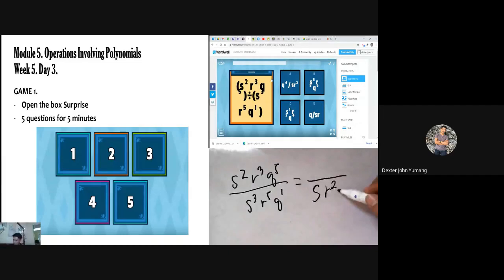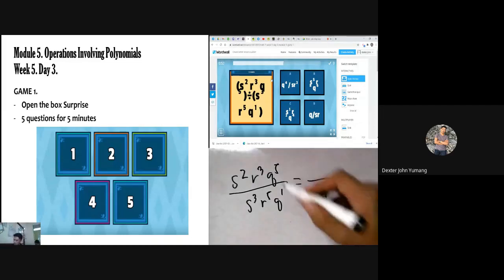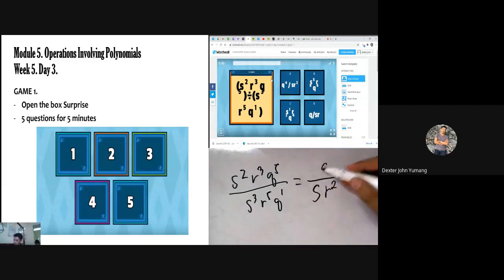Q fifth minus 1, sino mas malaki? Si 5 or si 1? Of course, si 5. So dito si 5, si Q sa taas. 5 minus 1 is 4. Q^4, ang tamang sagot over S R squared. So this is the correct answer.